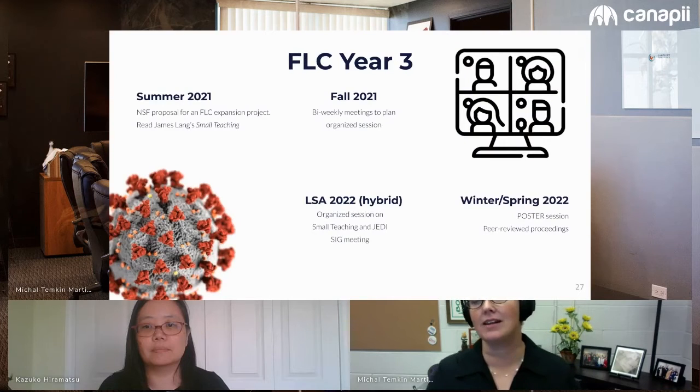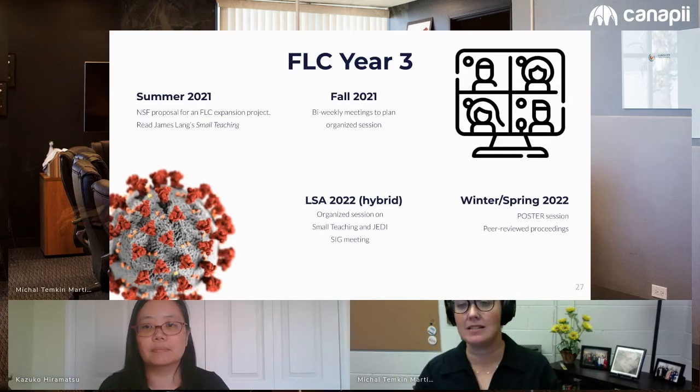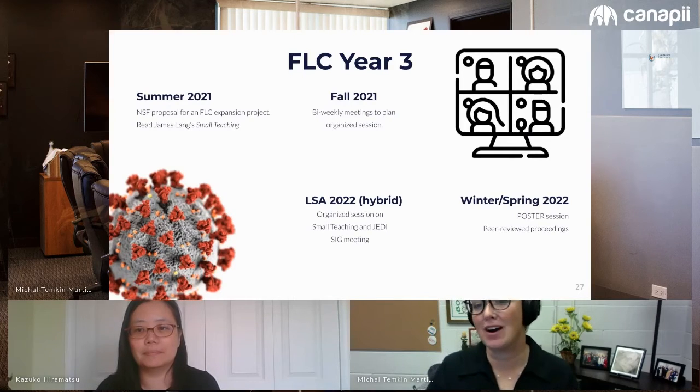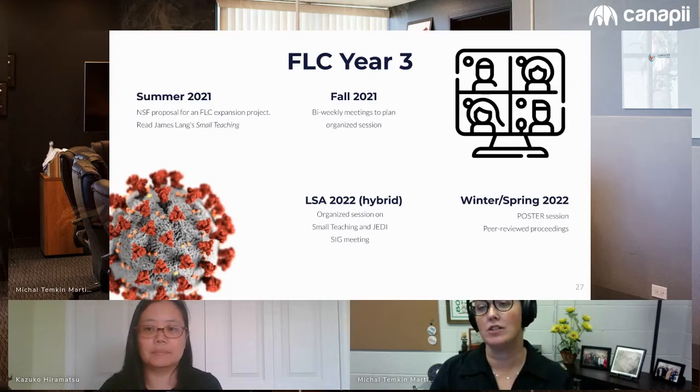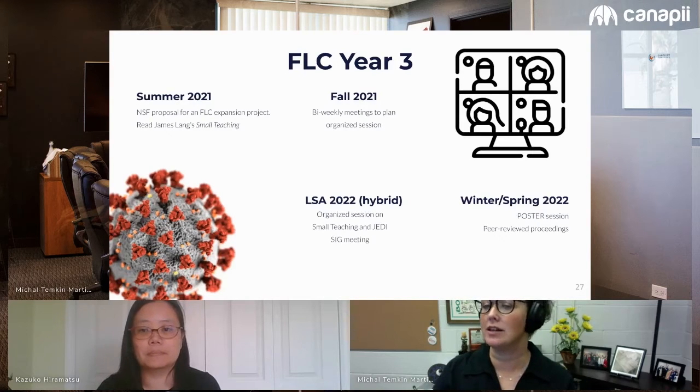In thinking about how to continue building capacity, our FLC decided to continue meeting for a third year. A straightforward project was to develop another organized session, this time for the 2022 annual meeting. Our session will focus on using James Lang and Flower Darby's concept of small teaching to think about JEDI as it relates to teaching and learning. We also identified a larger project to expand our FLC.